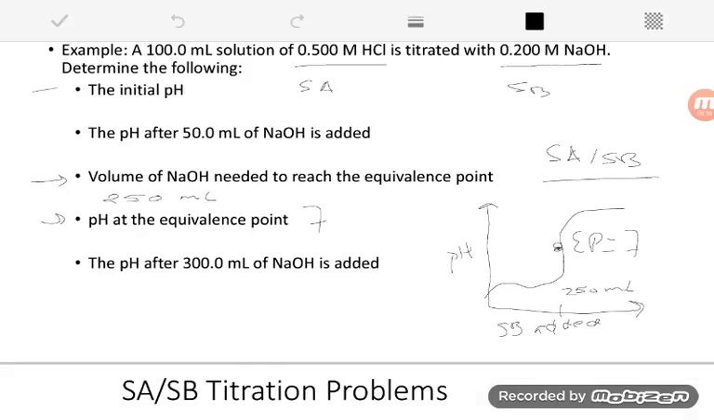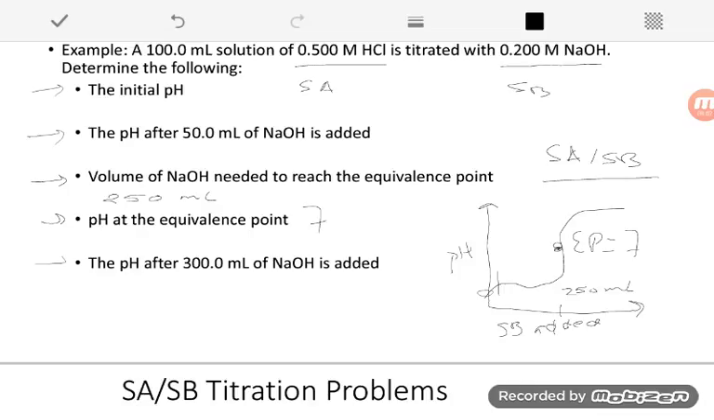So for instance, in problem 1, the initial pH, I'm going to be right about there, so I should have a very acidic pH. Number 2 here, the pH after 50 milliliters of sodium hydroxide is added. Well, the equivalence point is at 250, so 50 might be, I don't know, somewhere right around there. And we can see that that should still be very acidic. My pH must be less than 7 because I haven't reached the equivalence point yet.